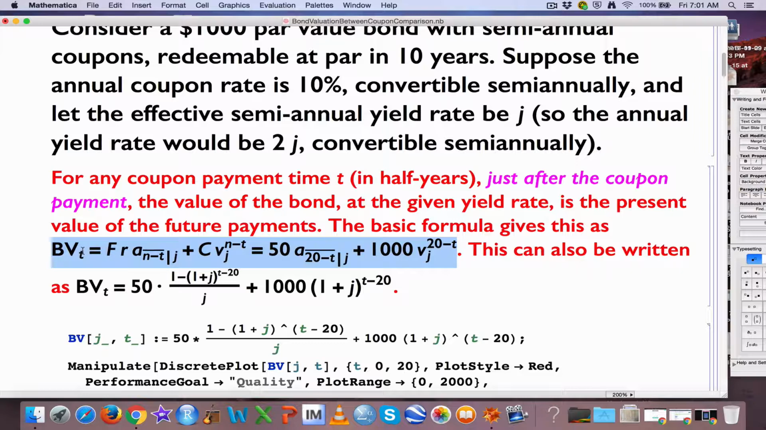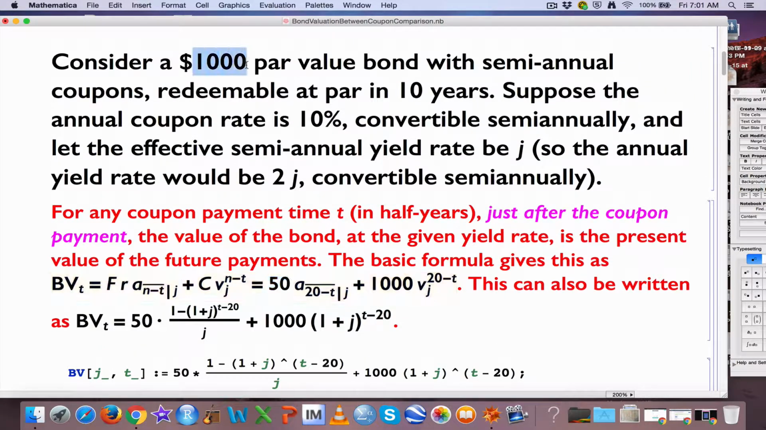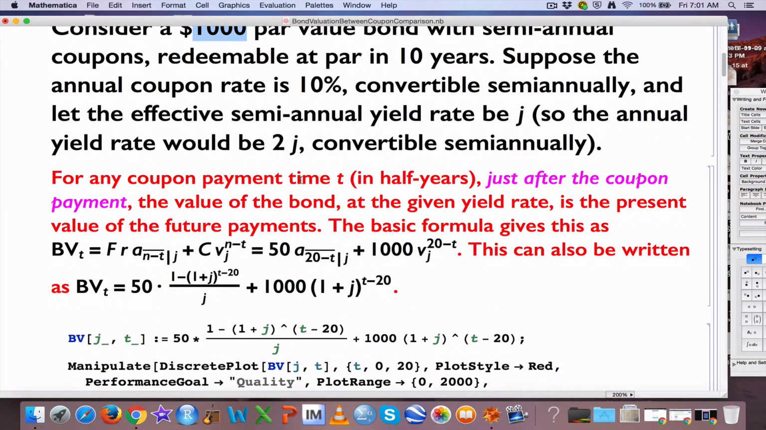Sometimes we just call this the price. I'm going to go ahead and call it BV for book value. Kellison's book calls it just B. But I'm going to call it BV sub t, where t is again a whole number, 0, 1, 2, 3, 4, 5, etc. F times r, as usual, is the coupon payment, which is 50 in this case. Think about that. That would be $1,000 times 5%, which is 50.